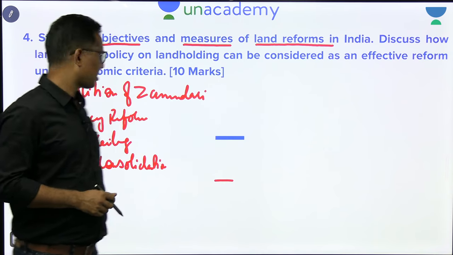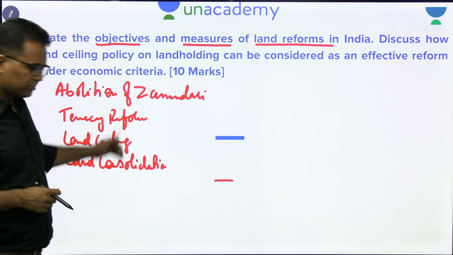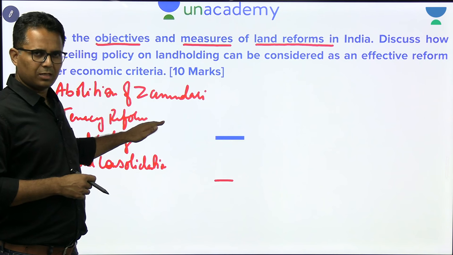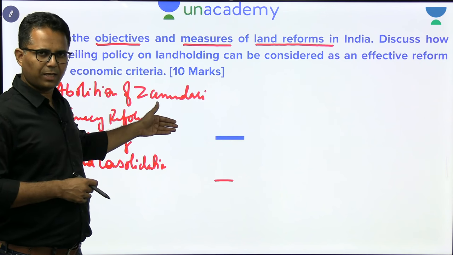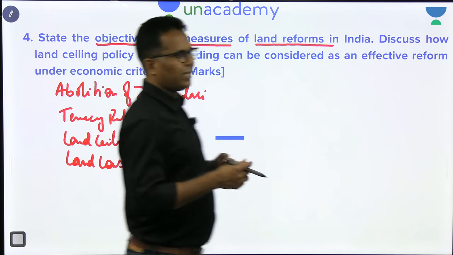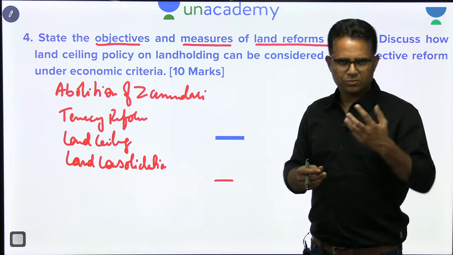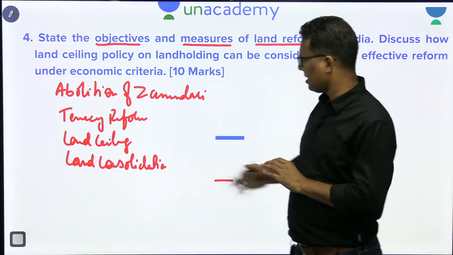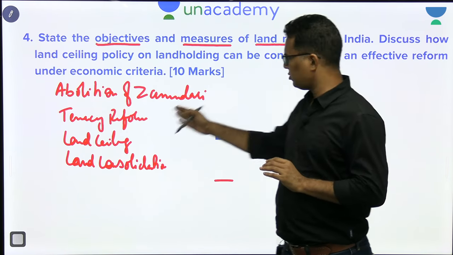Objectives like abolition of zamindari, bringing tenants in direct contact with the government, tenancy reforms, giving tenants the ownership by reducing the rent, and land ceiling, giving land to the landless laborers from those people who are having more land. So you wrote the measures and you wrote the objectives.